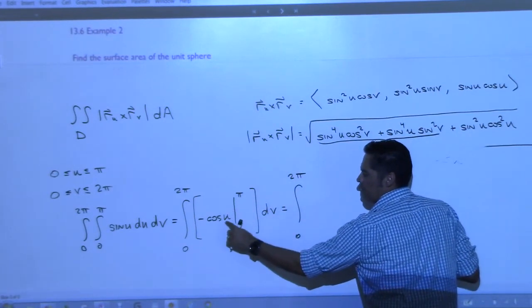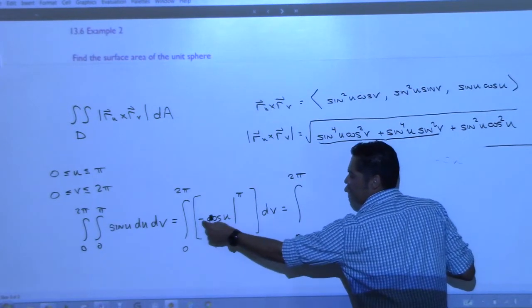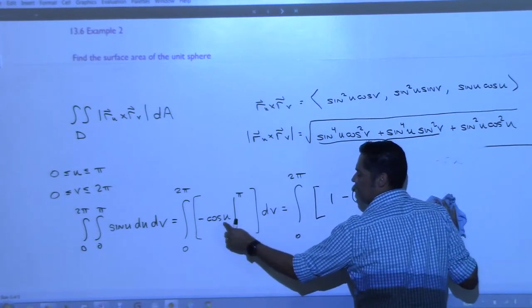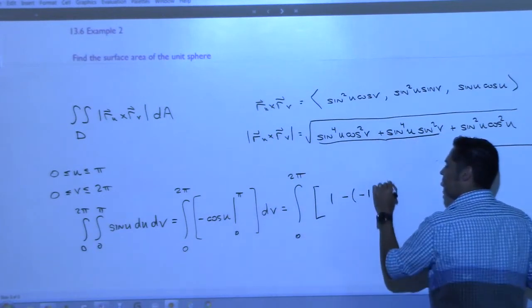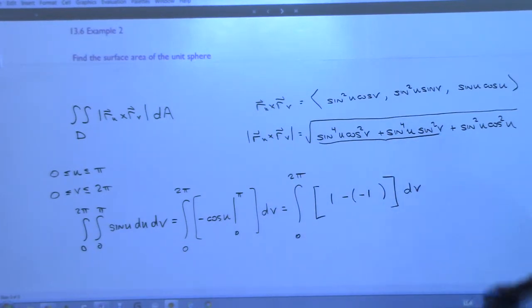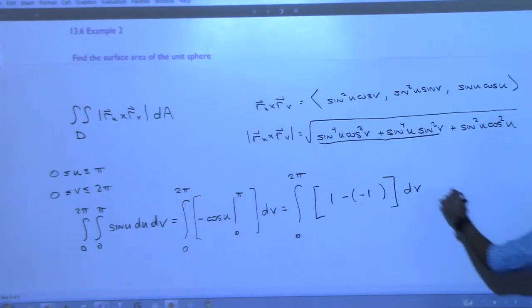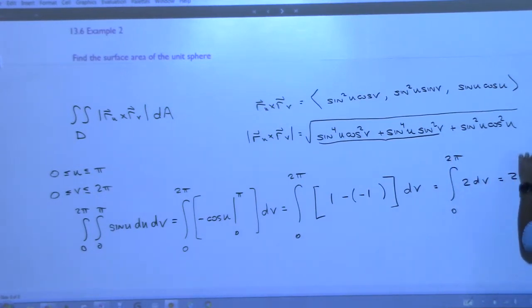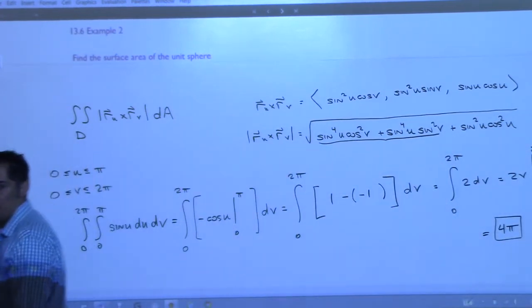Okay, let's plug in pi first. So cosine of pi is -1, but then minus, so plus 1, so I have 1 here, minus, and then cosine of 0 is 1, so -1 here, dv, right? And that's going to give us 2. So the integral from 0 to 2 pi of 2 dv, the antiderivative of that is just 2v, and we're going to evaluate that at 2 pi up here, sorry. So plug this in here, what do you get? 4 pi minus 0. So we just verified it, okay?